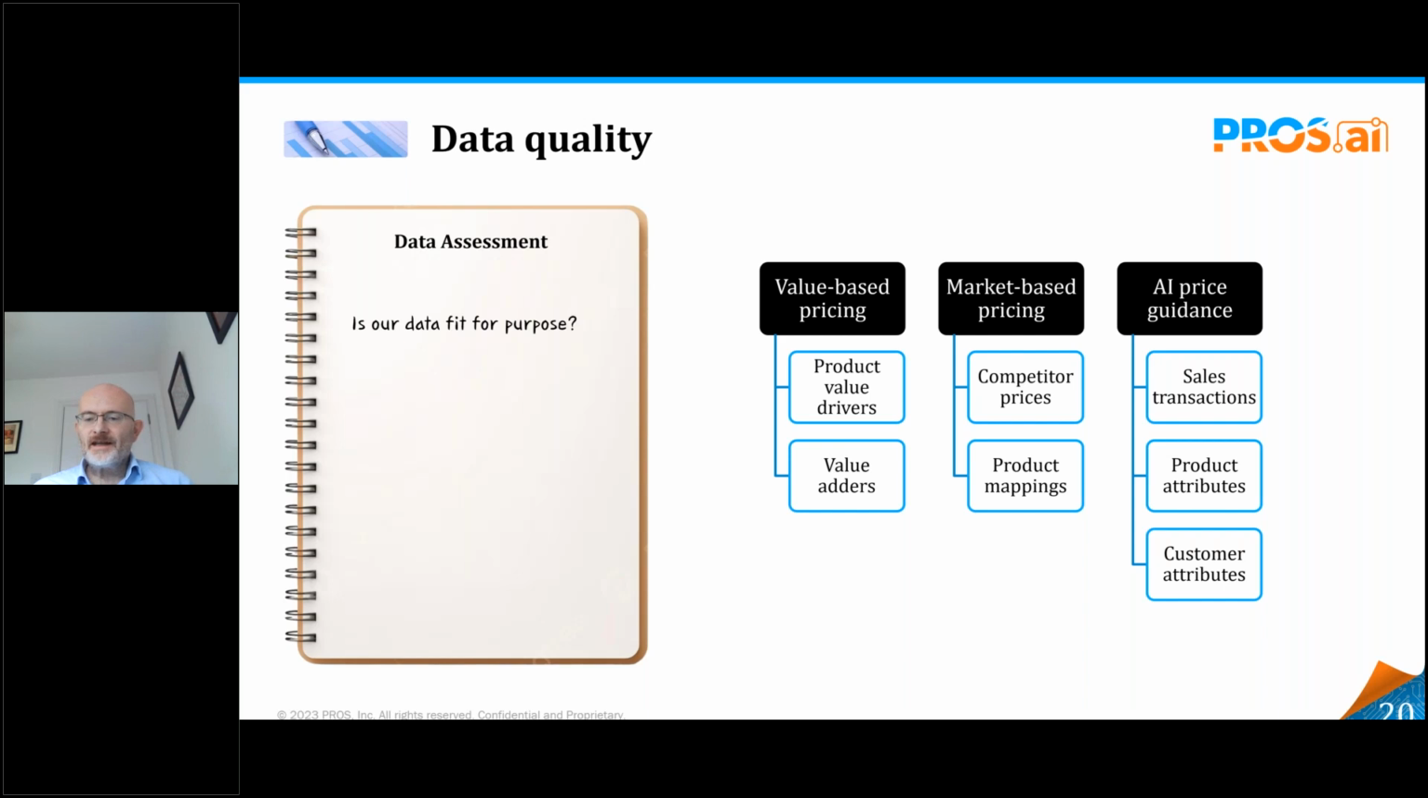So we don't need perfect data across the entire business to get going. We just need to make sure that we've got the right data for the specific initial scope that we've identified to get going with, that will deliver our quick early wins and drive momentum for our pricing initiative.